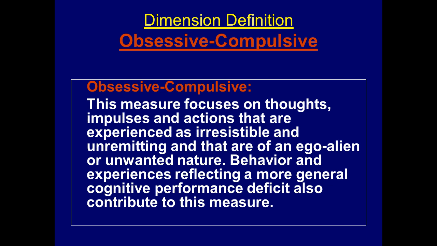Obsessive-compulsive dimension focuses on thoughts, impulses, and actions that are experienced as irresistible and unremitting, but that are of an ego-alien or unwanted nature. In addition to the classic obsessive-compulsive syndrome symptoms, the obsessive-compulsive dimension also evaluates a general cognitive performance deficit that one sees in anxiety and depressive syndrome.